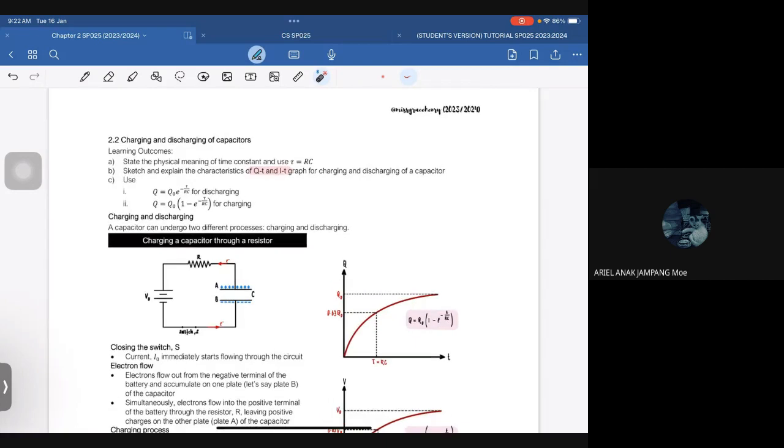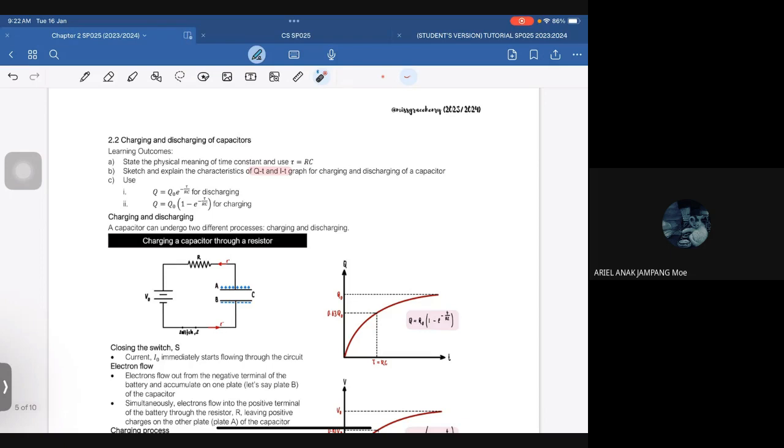And then we have for 2.2. So this is on charging and discharging of capacitors lah. Okay, so for this part here, first, kamu kena be able to use the formula tau over R, tau equal to RC.